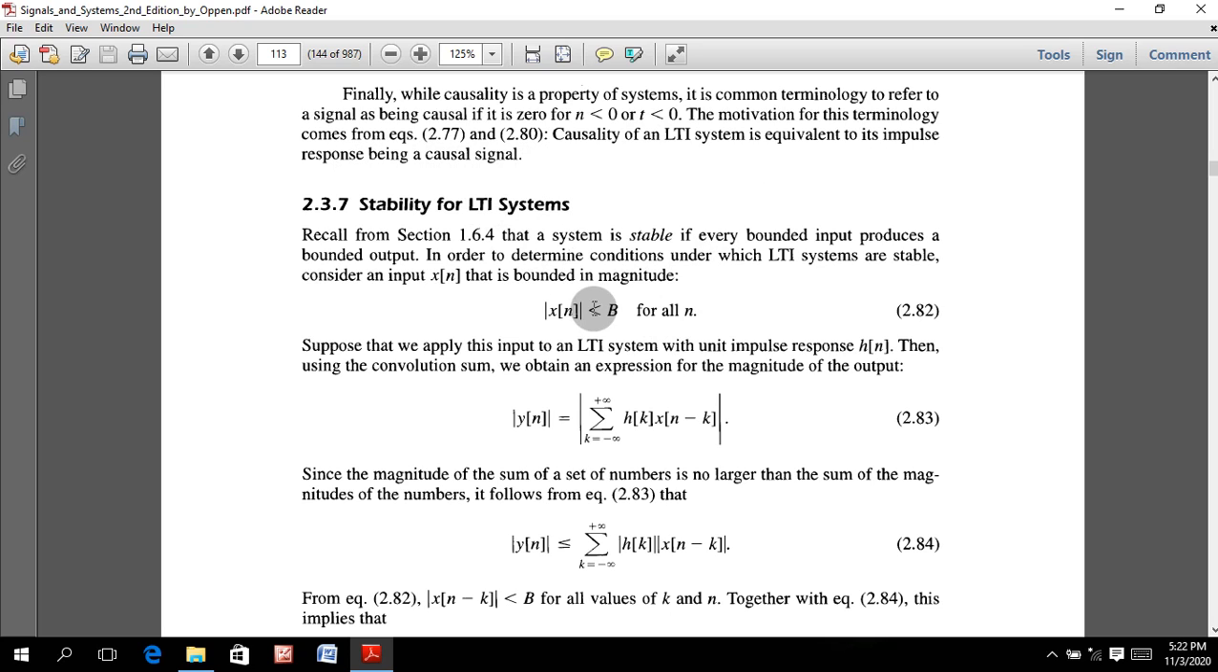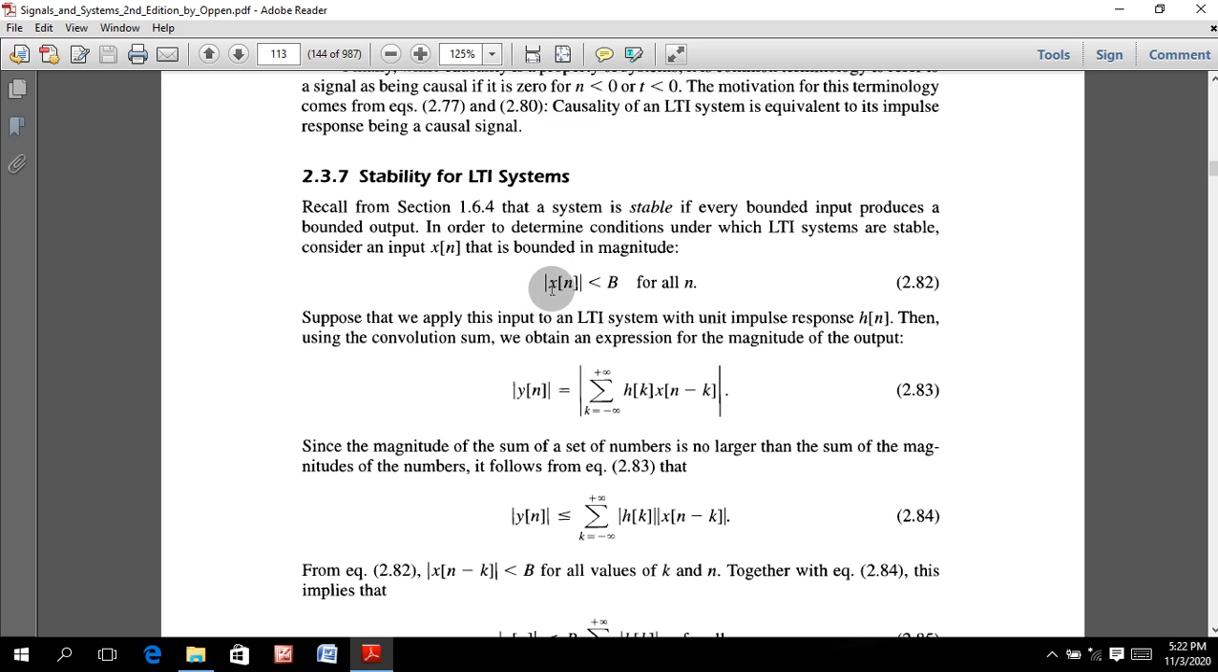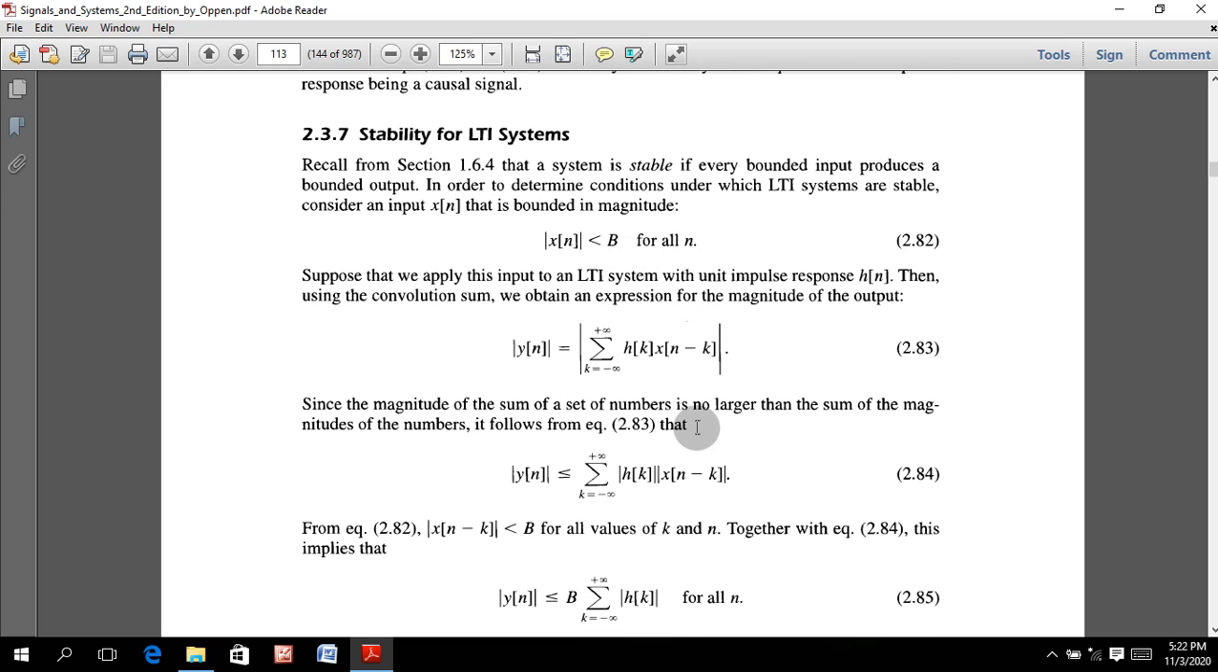Now, the stability of an LTI system can be stated as follows: mod x of n, which is the amplitude of the signal, should be less than b for all n, where b is a finite value, and that condition will satisfy the stability of a system. The system can be said to be stable if every bounded input produces a bounded output. So this is the bounded input.